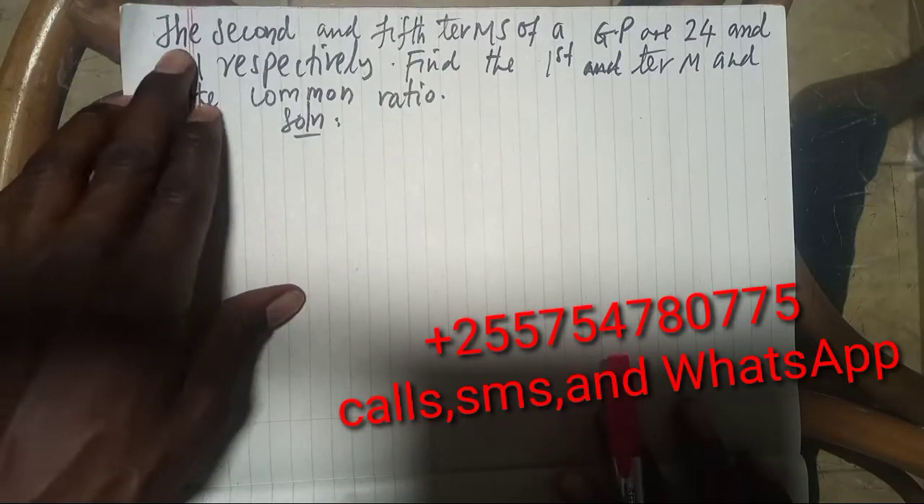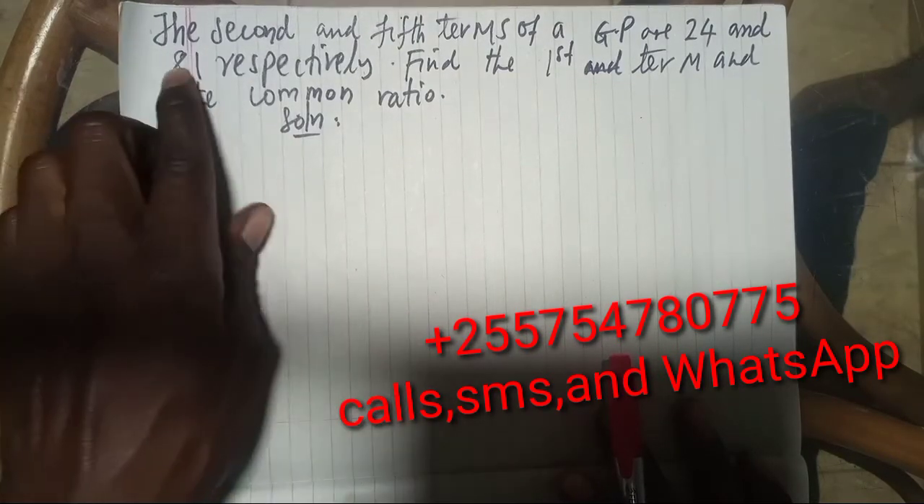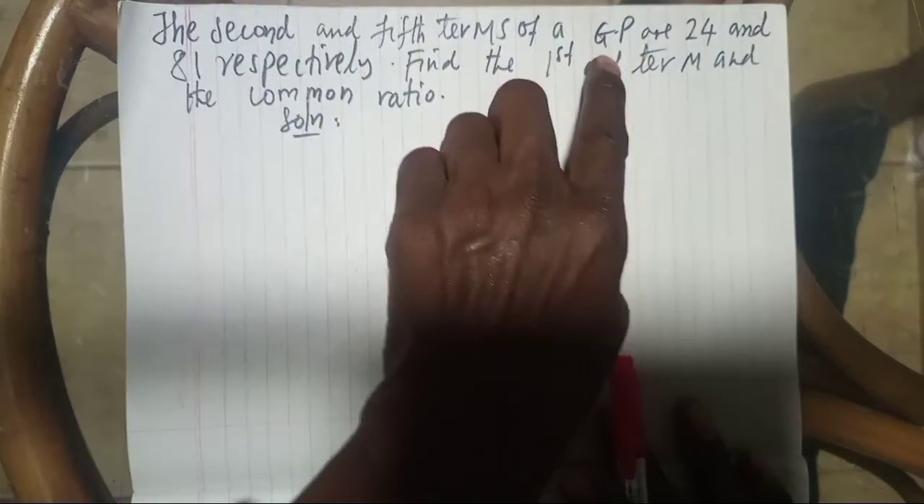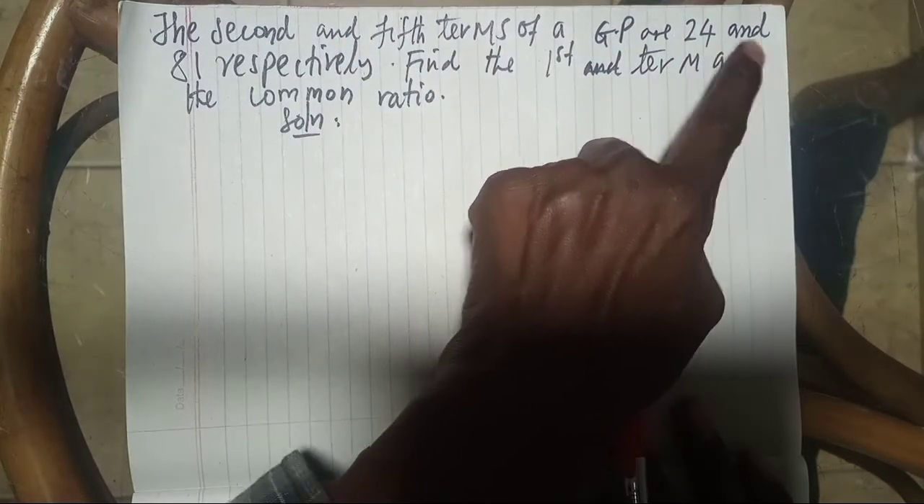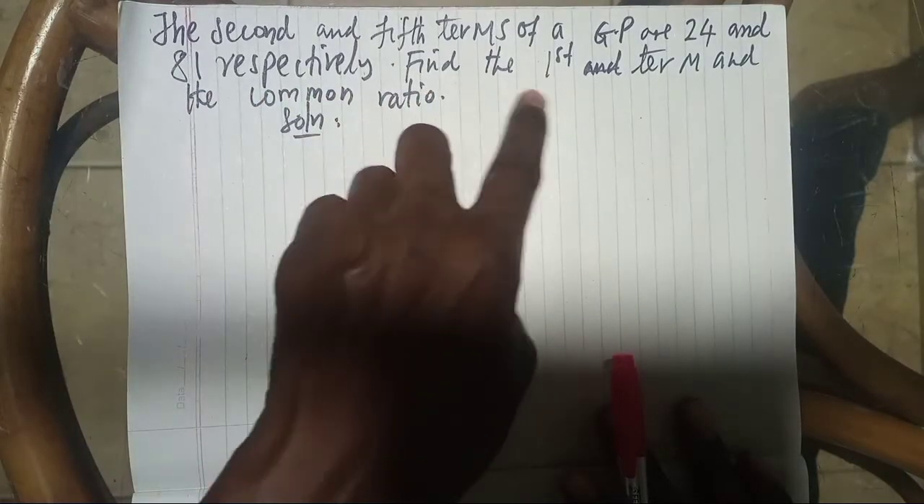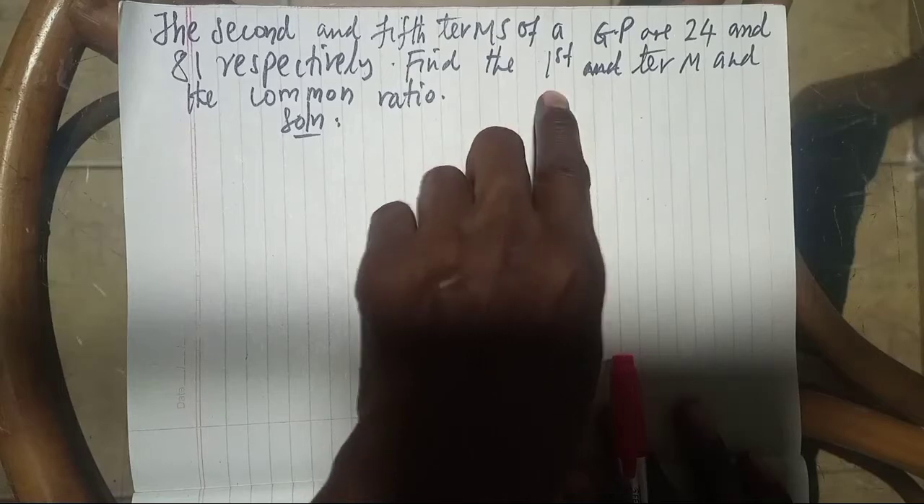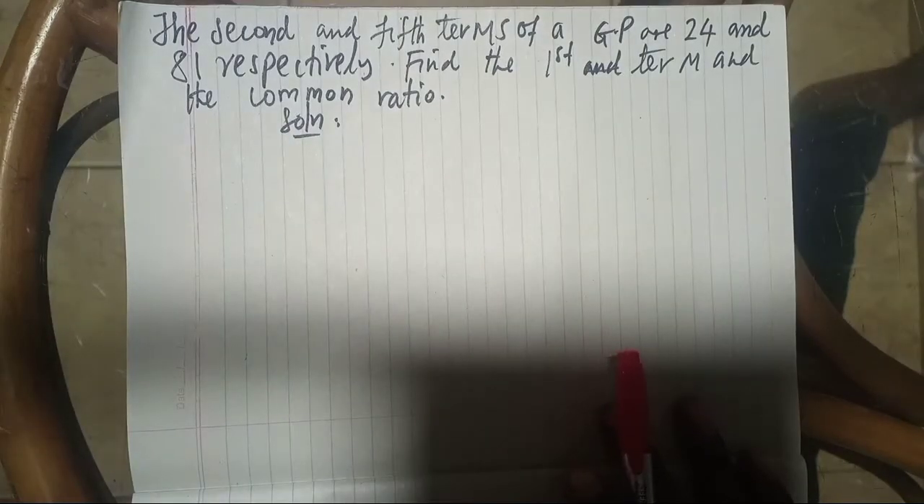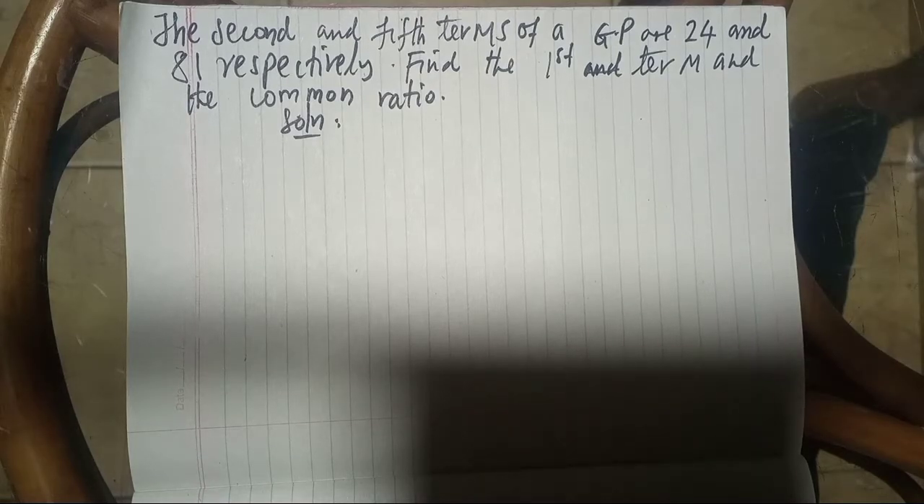Let us see this question about geometric progression. The second and the fifth terms of a GP are 24 and 81 respectively. Find the first term and the common ratio.